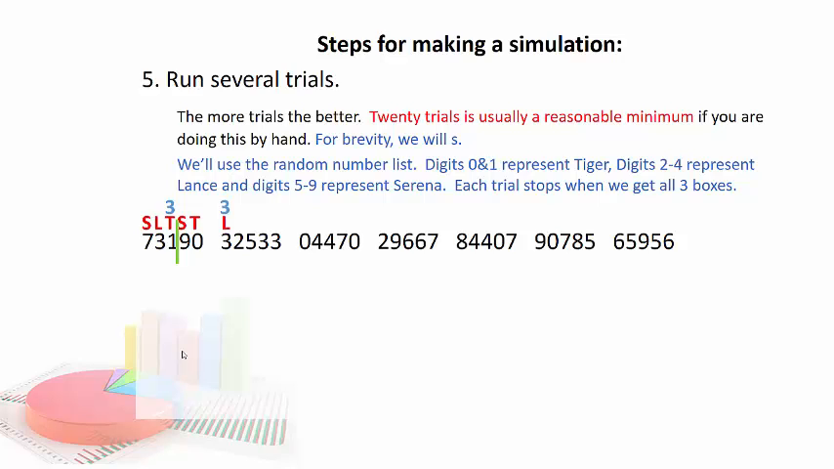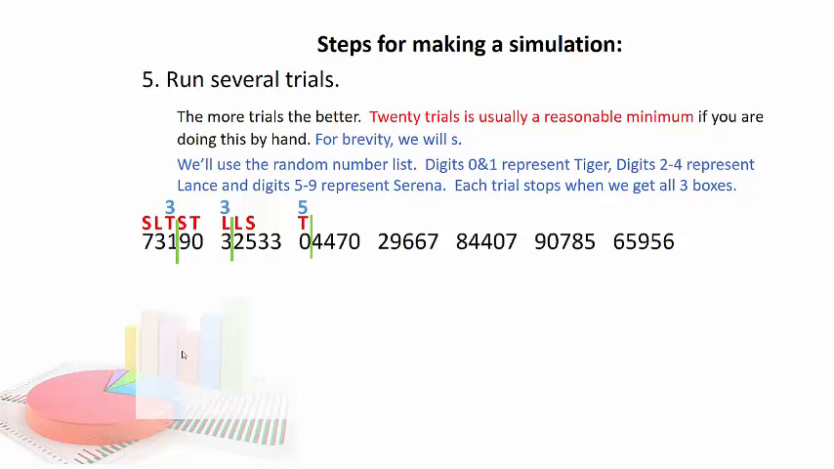Wow, I'm really lucky. 3 boxes again. Whoops, wonder why my line didn't show up. There it is. Okay, so there's trial 2 with 3 boxes. Let's start trial 3. The first box is Lance. The next box is Serena. Now we have to go a ways before we get to Tiger. And in fact, we need to get 5 boxes for that trial.